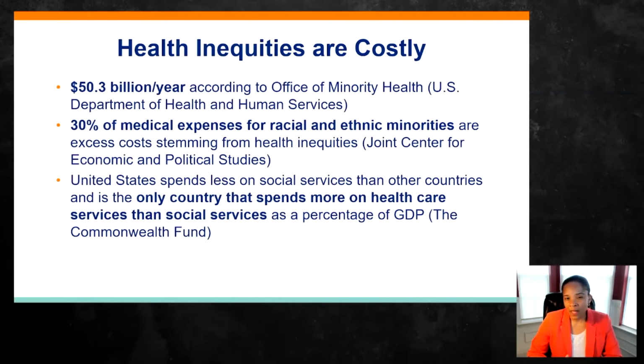And I think a key issue that underlies what we see, particularly with respect to health inequities, is that the United States actually spends less on social services than other countries, and it's the only country that spends more on healthcare than it does on social services as an overall percentage of our gross domestic product. And so this certainly may be one of the reasons that we see some of the health outcomes and particularly some of the health inequities that we see in this country.